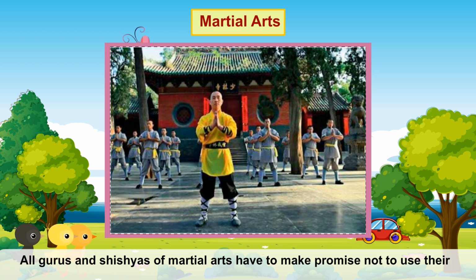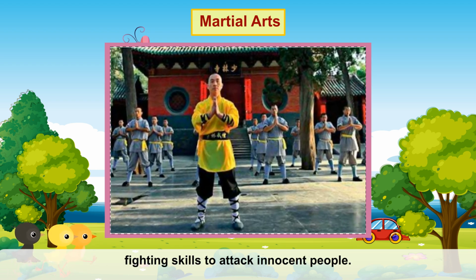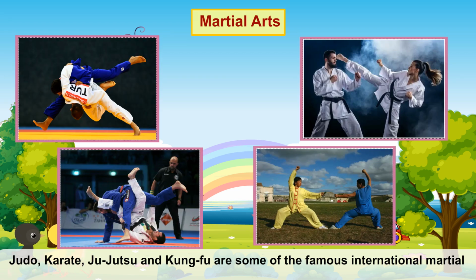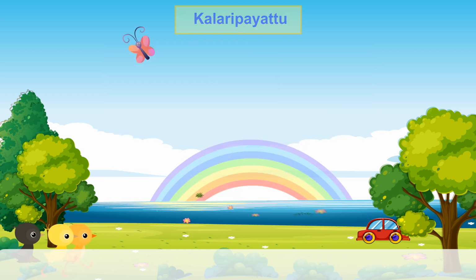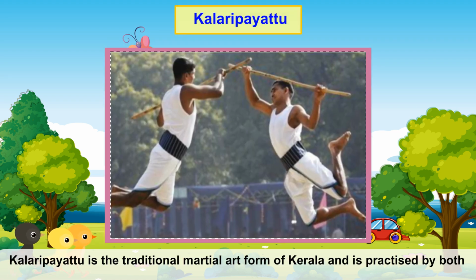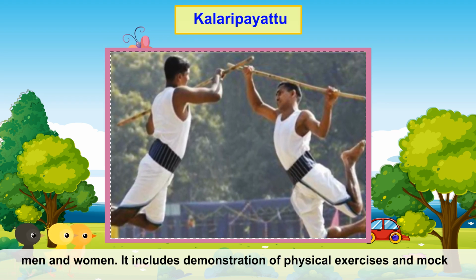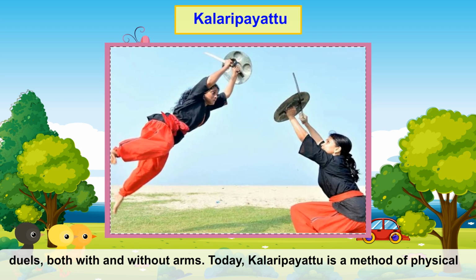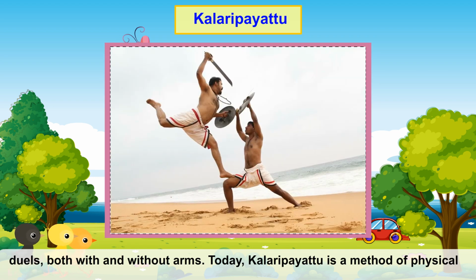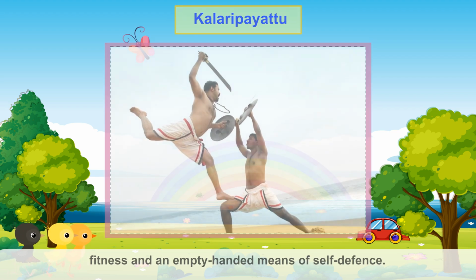All gurus and shishyas of martial arts have to make a promise not to use their fighting skills to attack innocent people. Judo, karate, Jujutsu and Kung Fu are some of the famous international martial arts. Some of the popular martial art forms of India are Kalripayattu. Kalripayattu is the traditional martial art form of Kerala and is practiced by both men and women. It includes demonstration of physical exercises and mock duels, both with and without arms. Today, Kalripayattu is a method of physical fitness and an empty-handed means of self-defense.